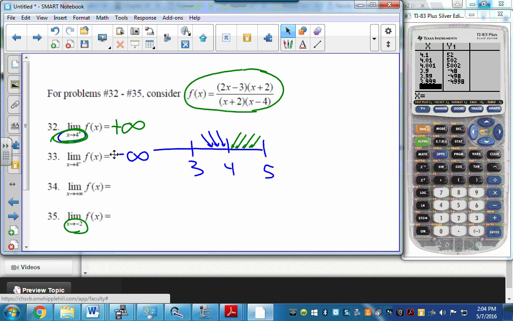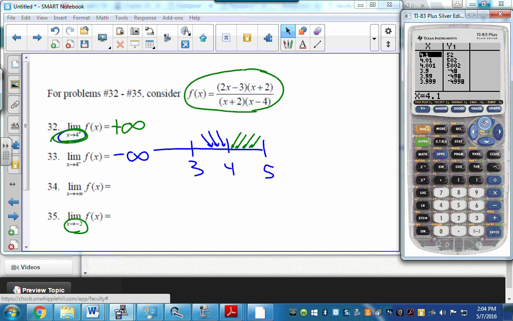Okay, how about x gets big? This is problem 34. Well, what's a big x? Let me clear off this. I think I can clear all these out just by hitting clear. Nope. Delete maybe? Nope. Okay, I'll just punch in numbers.